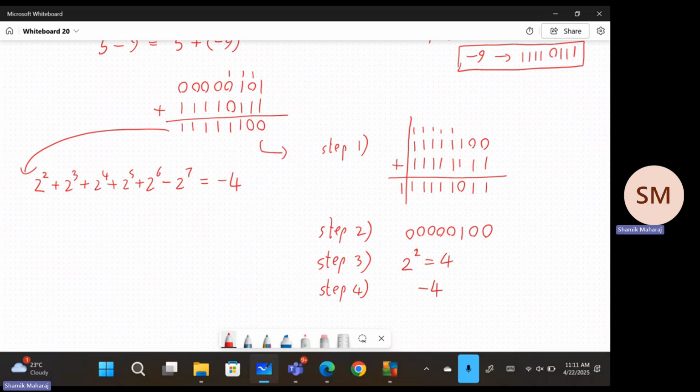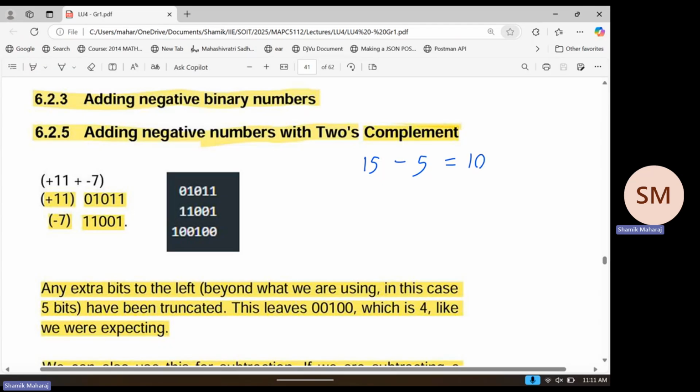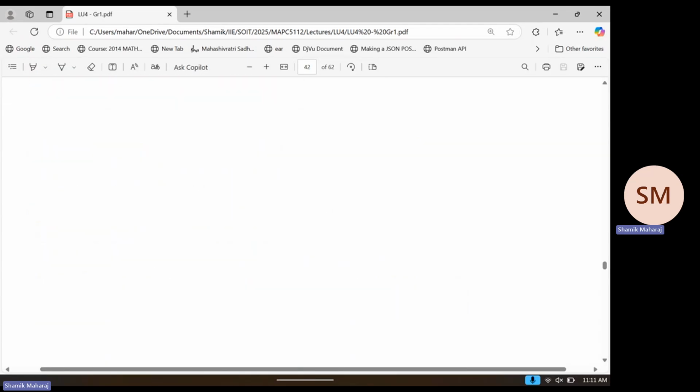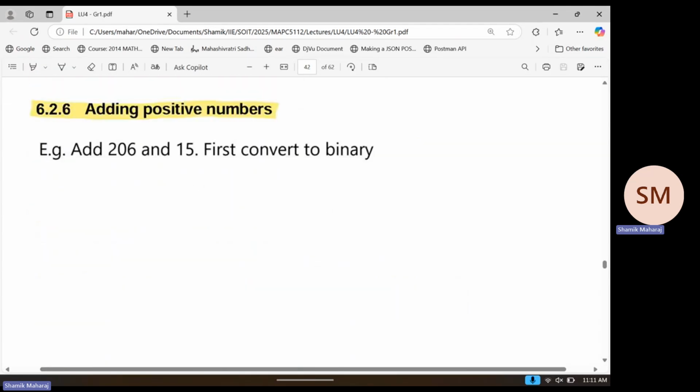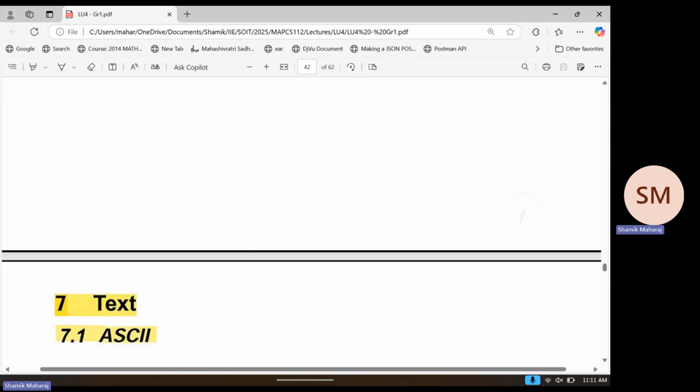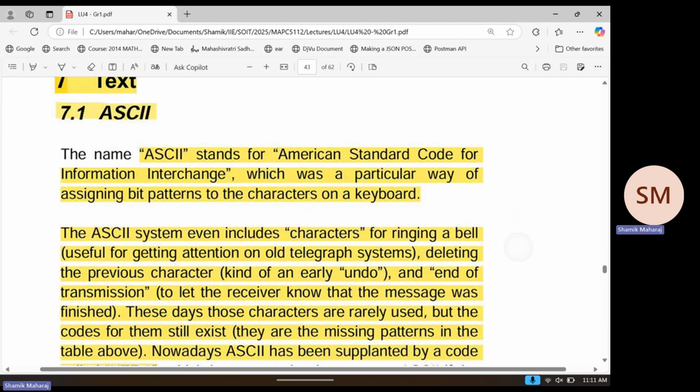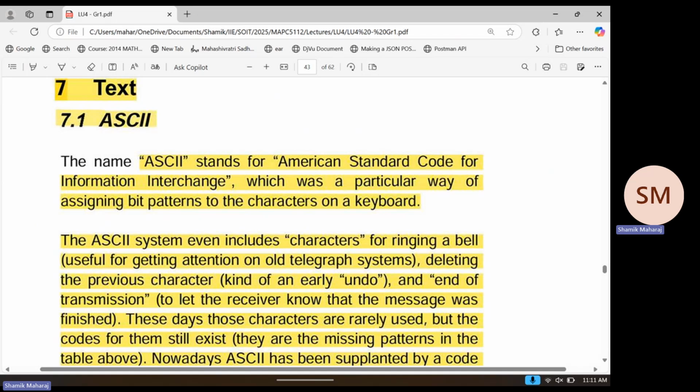So let's see. Just back up. So we've done this, adding. There's another example, you guys can try this at home. We've done 4 of these already, so I'm not going to stress you out with these. Text. Is this called ASCII? You guys have seen this before. That's good.